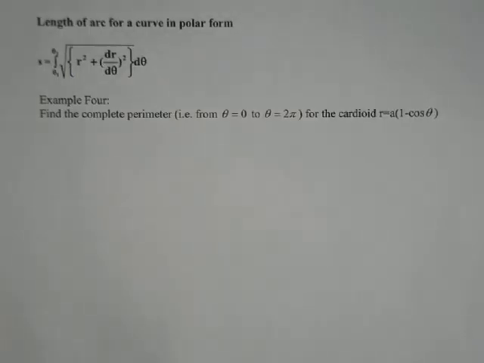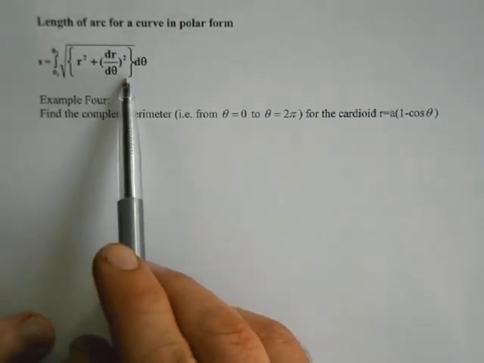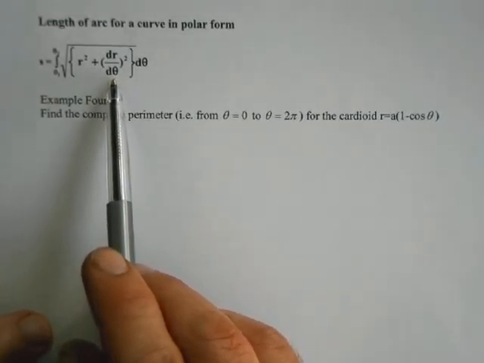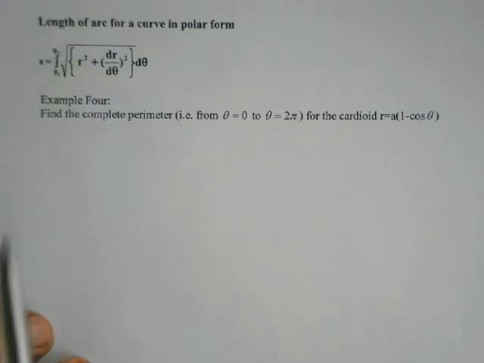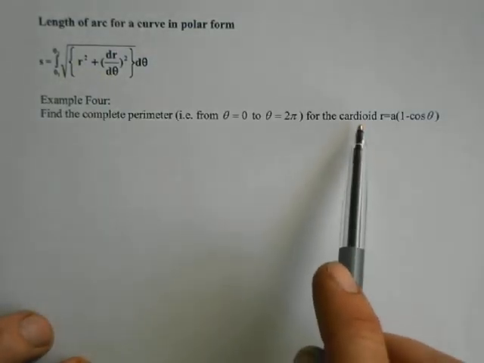And of course we could have curves in polar form as well as in Cartesian form. And we have a formula given here to deal with finding the length of a curve in polar form. That involves r's and theta's as opposed to x's and y's. And we're going to do an example for a cardioid.